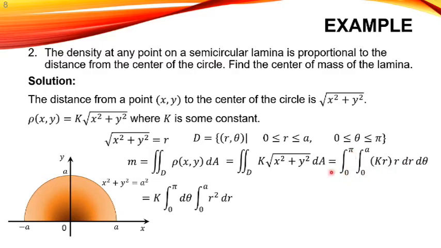Arranging the integrals with their respective variables. So, d theta is from 0 to pi only. So, the r squared dr is from 0 to a. And k is a constant. Evaluating both integrals, we have k pi r cubed over 3, evaluated with r from 0 to a. We have the mass is equal to k pi a cubed over 3.